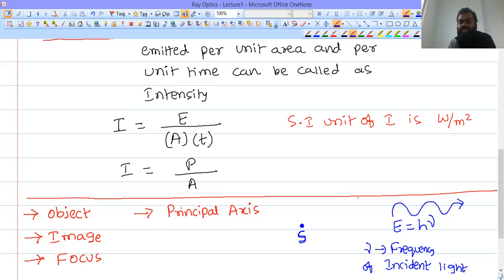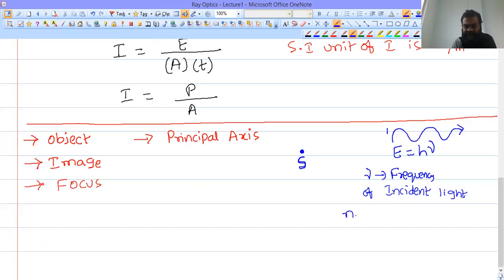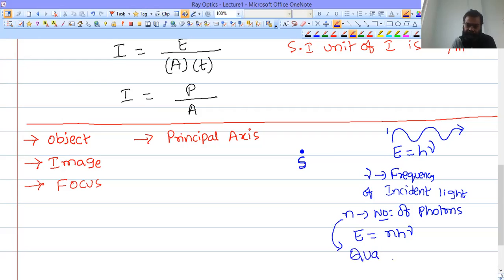Suppose if we have one photon, the energy is h nu. Like that, if I'm having a number of photons, suppose small n is the number of photons, then I can write the energy of these n photons as n h nu. And if we are having more than one photon, we can call it quanta. So the energy of a quanta will be equal to n h nu.